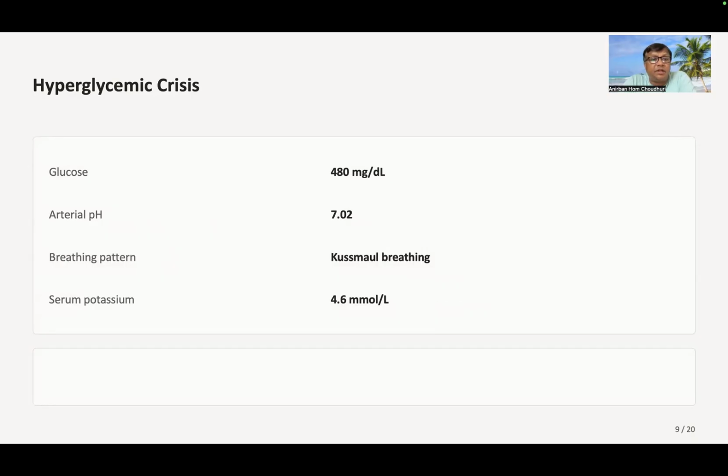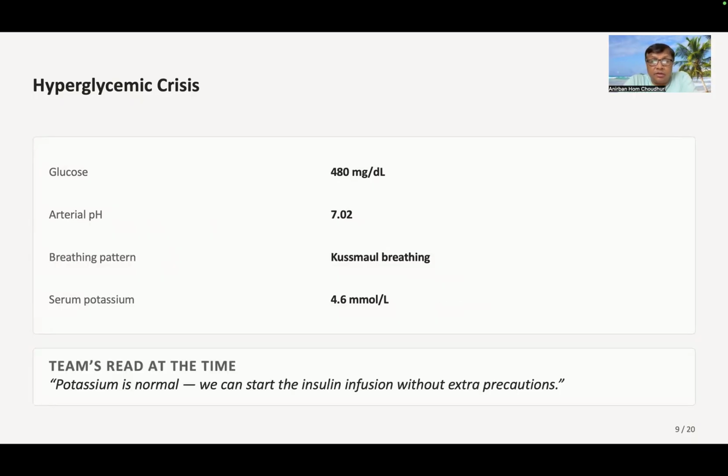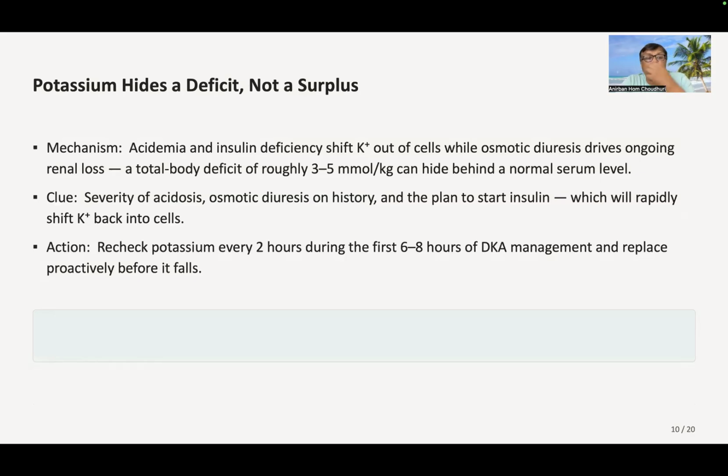Next day, the patient had a glucose of 480 milligrams per deciliter with an arterial pH of 7.02. The breathing pattern was Kussmaul breathing, but the serum potassium was 4.6 millimoles per liter. The physician's reading was that potassium is normal and we can start insulin infusion without extra precautions. But this is wrong, because a normal potassium can hide a deficit, but not a surplus.